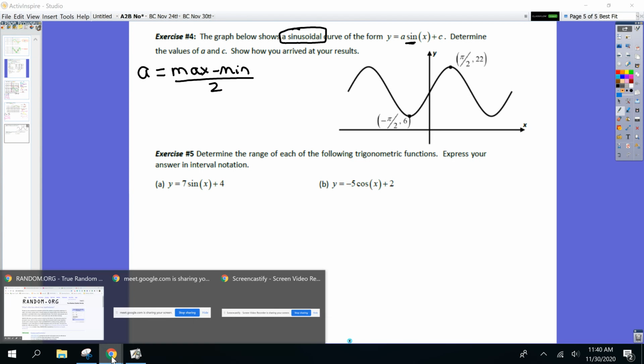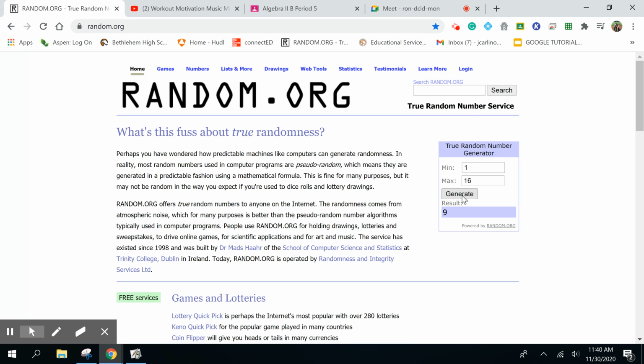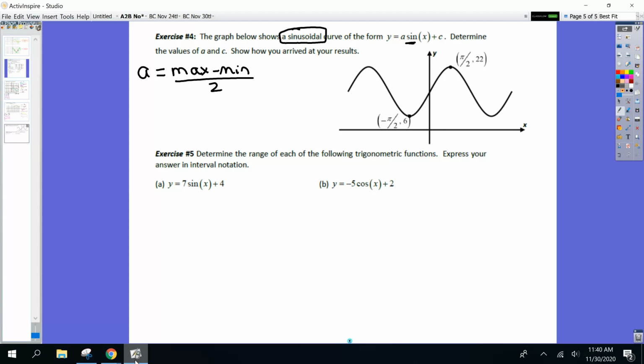All right, could somebody do that for me? Hunter, how high did this bad boy go up to? 22. Notice Hunter's giving me the y values. I don't do the x for maxes and minimums. I do the y values. And it went down to a minimum of what, Hunter? 6. So everyone, 22 minus 6 divided by 2. That's how you're going to find the height. And what's that end up? 8. So it's got a height of 8 units.